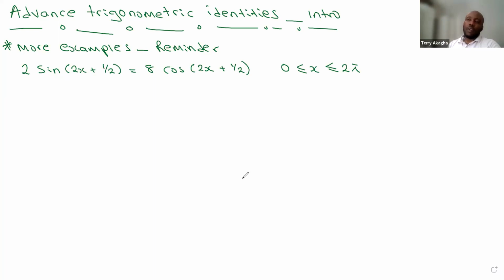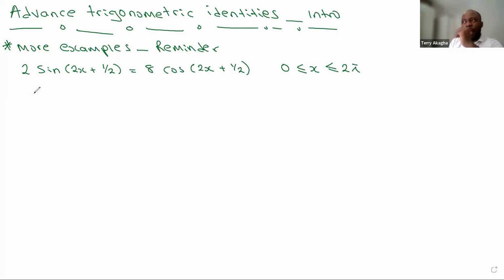So we have a question here where we have 2 sine (2x plus half) is equal to 8 cos (2x plus half), and the range is between 0 and 2 pi for x. So what's the first thing to do? If you remember from the video I'm going to upload, you have to try to simplify the question for yourself.